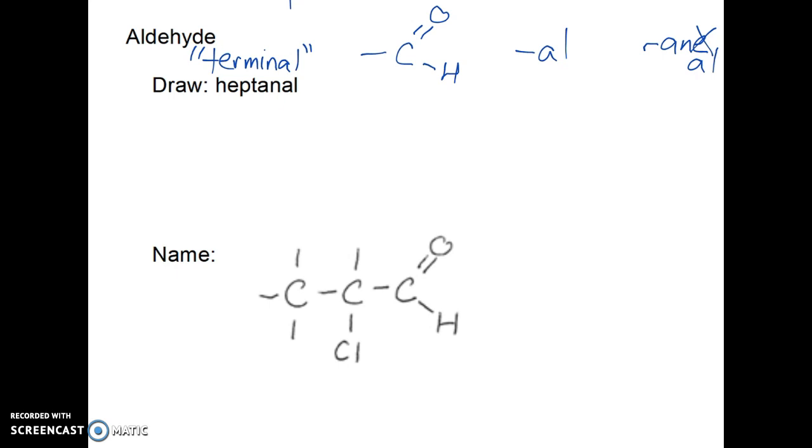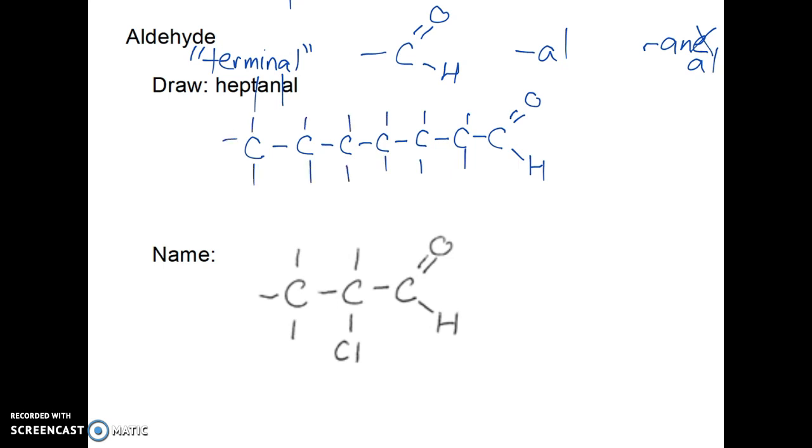So here, heptanal, okay, the hept tells us 7. 1, 2, 3, 4, 5, 6, 7. And there's no number on it because we know it's at the end. Either end doesn't matter, but that is by default carbon number 1. And that's it. We fill in the bonds for the hydrogens.